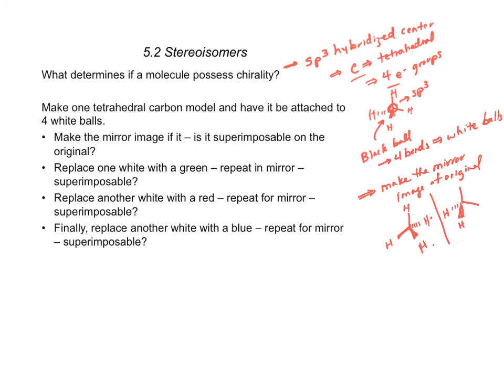So this is the mirror of this, and then this guy would be out, and this guy would be out, right? So it's always helpful to imagine a mirror in front, and then what would you see on the opposite side of that mirror? We would see this guy out front, we would see this guy out front, and then these guys would be in the back-ish, okay? Okay, so that's number 1. You're going to make carbon with 4 white balls attached, and you're going to make the mirror image.